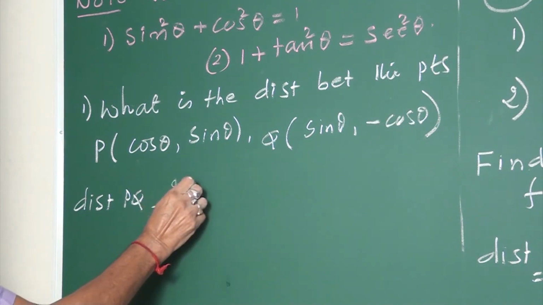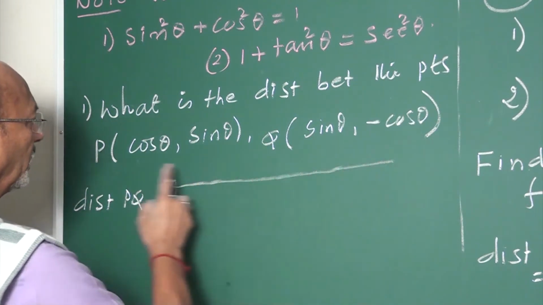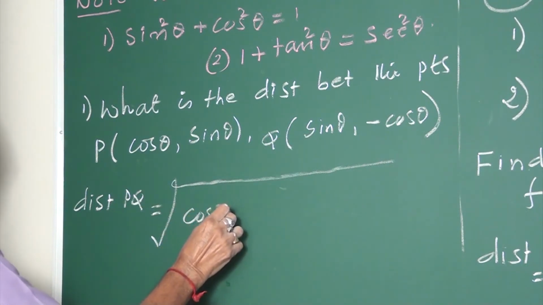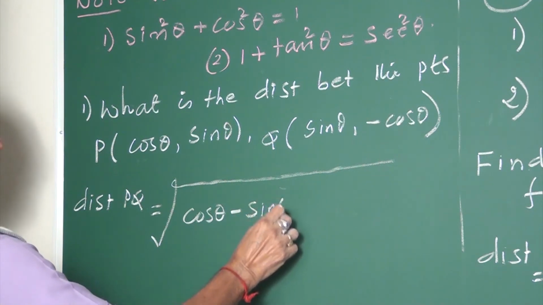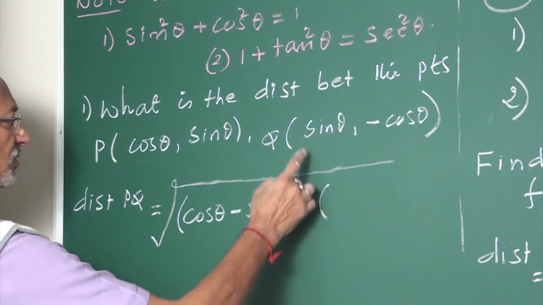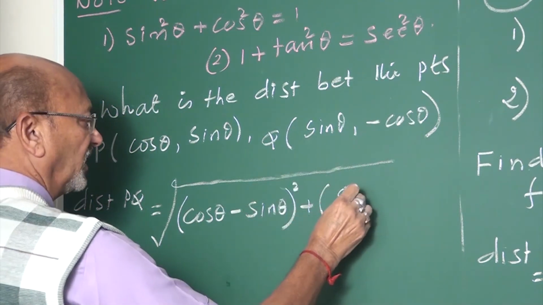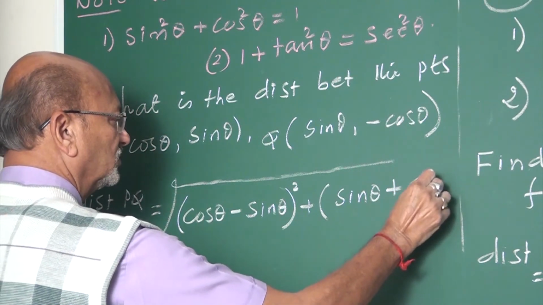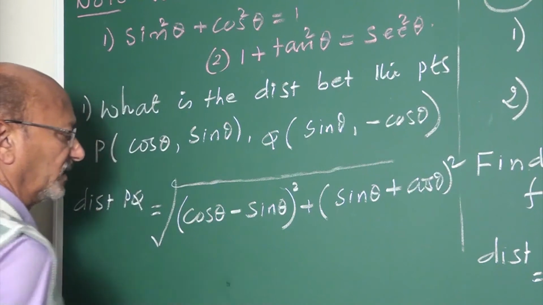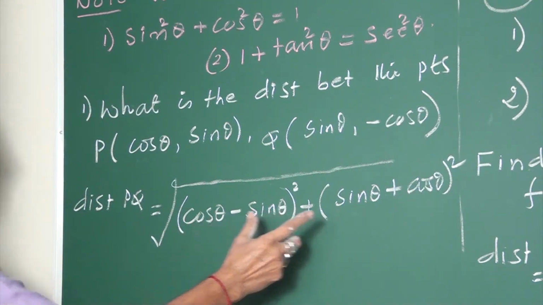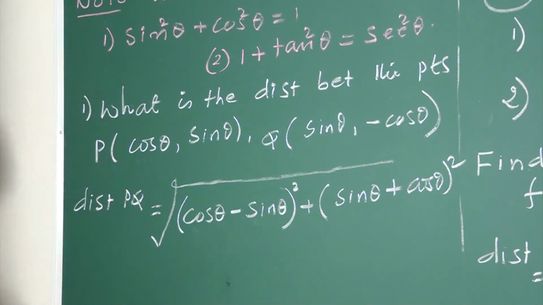Yes, square root. First minus second: cos theta minus sin theta the whole square, plus, what is it? Sin theta minus, minus with minus is plus, cos theta the whole square. Simplify. What is this? A minus b the whole square plus a plus b the whole square. Yes, write it.